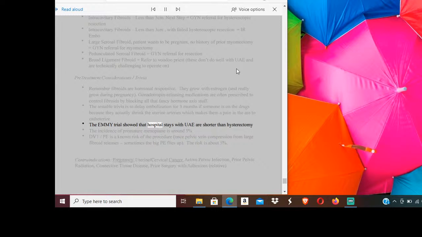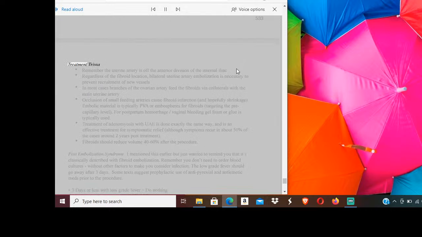The EMI trial showed that hospital stays with UAE are shorter than hysterectomy. The incidence of premature menopause is around 5%. DVT, PE, is a known risk of the procedure. Once pelvic vein compression from a large fibroid releases, sometimes the big PE flies up. The risk is about 5%. Contraindications: pregnancy, uterine/cervical cancer, active pelvic infection, prior pelvic radiation, connective tissue disease, prior surgery with adhesions, relative.